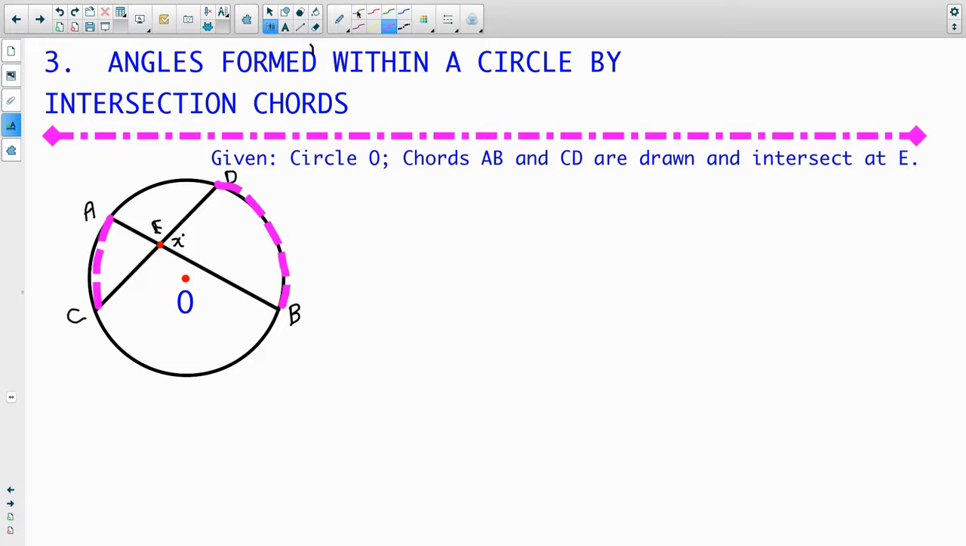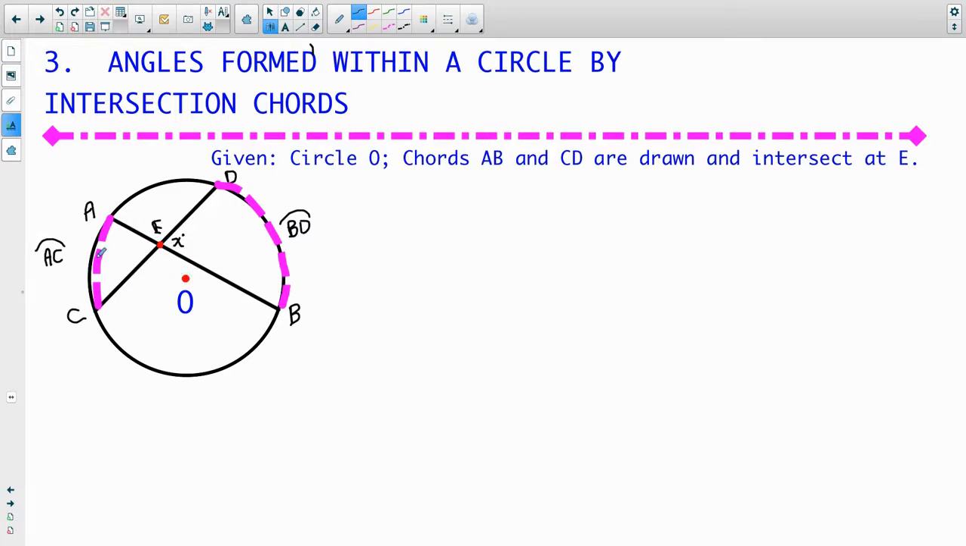And just to clarify here, let's actually draw in the names of those arcs. The arc right there is arc AC. And the arc on the other side is arc BD. And you can see that they're different in their amount of degrees.